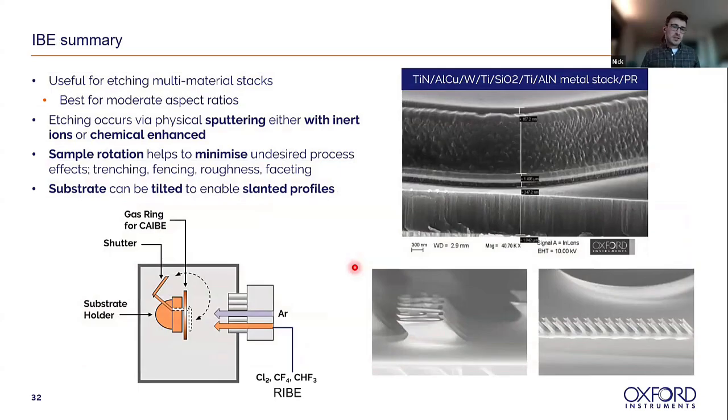So in summary for the ion beam etch section, it's a very useful process for etching multi-material stacks. I mentioned this complicated stack of materials. You can etch straight through it with the argon beam. The etching occurs by physical sputtering, so it allows us to have very low contamination processes. And as I mentioned, the sample rotation and tilting really allows us to overcome some of the process issues that we can sometimes see. But you can also intentionally not do it and allow us to get these very interesting structures and these slanted gratings that you see here.